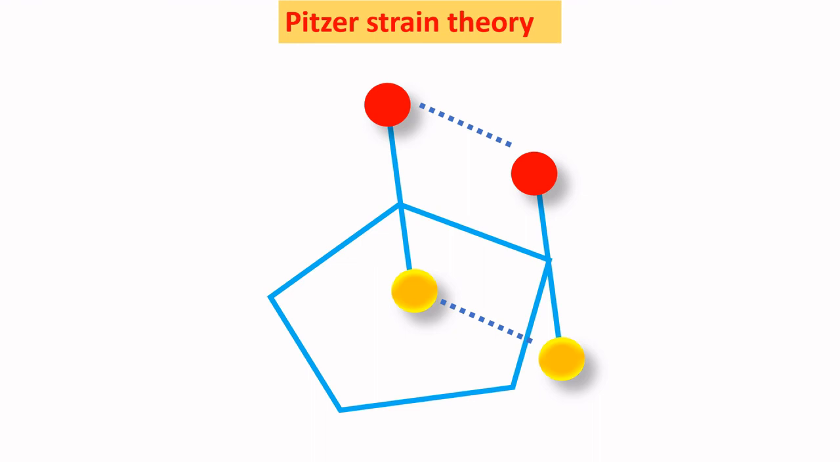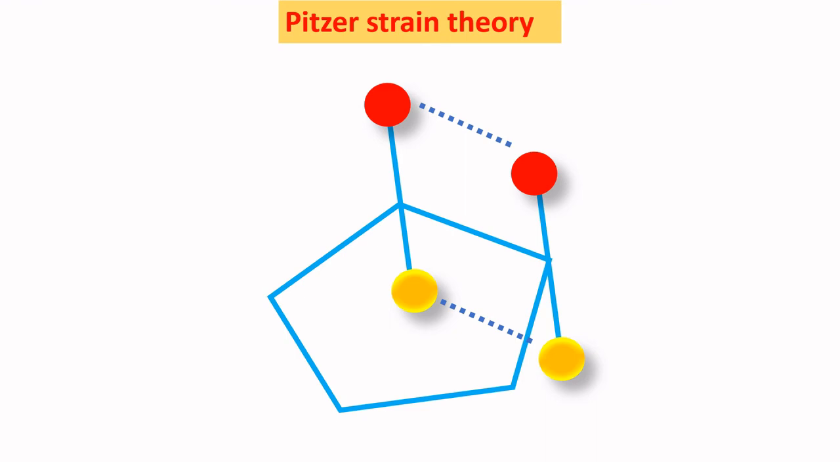Basically, this is cyclopentane. As you know, each carbon atom has two hydrogens. One hydrogen is on top and one hydrogen is at the bottom. In this case also, one hydrogen will be on top and one at the bottom. I have shown it for two carbon atoms, but in every carbon atom a hydrogen will be present.